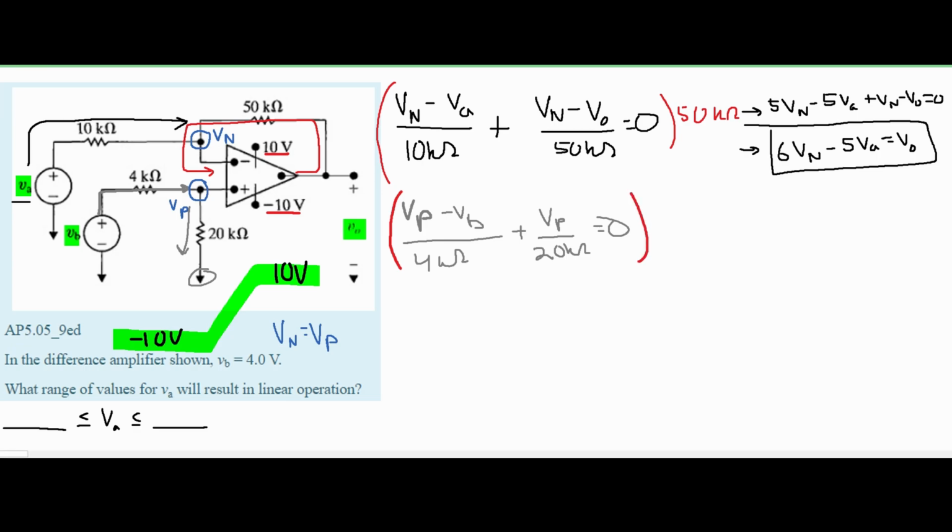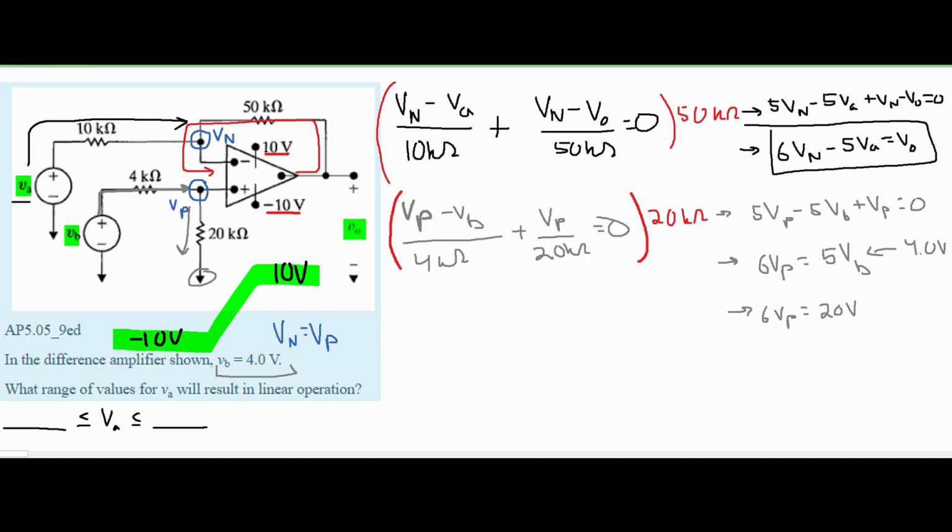Now we are going to multiply this by 20 kilo ohms to get rid of the denominator. If we do this, we are going to get 5 Vp minus 5 Vb plus Vp is equal to 0. Combining like terms, we get 6 Vp is equal to 5 Vb. And we know that our Vb, given in the problem, is equal to 4.0 volts. So that means our 6 Vp is equal to 20 volts.